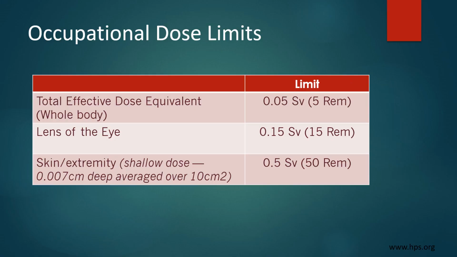The lens of the eye may receive 0.15 sieverts annually, and the extremities may receive a dose of up to 0.5 sieverts per year. The limit is higher for extremities due to the lack of sensitive organs.